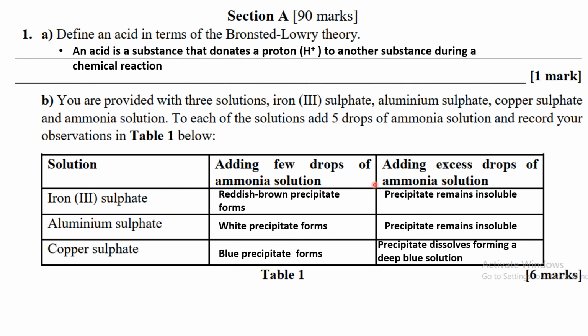Once again, I want to point out that this question is supposed to be a practical question where students are doing this practically, but I think the examiner is assuming that this practical is done, so these are the results. So you just have to know that these are the results you will obtain if you are testing for sulfate ions, iron ions, aluminum ions, and copper ions in sulfate solution.